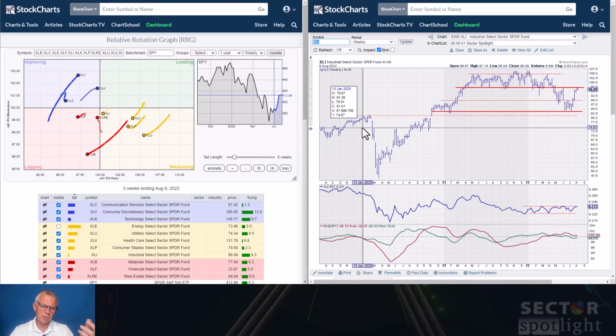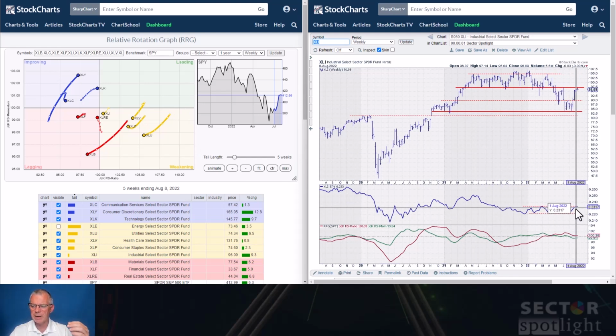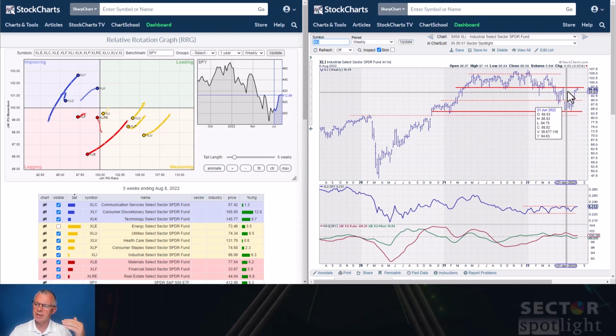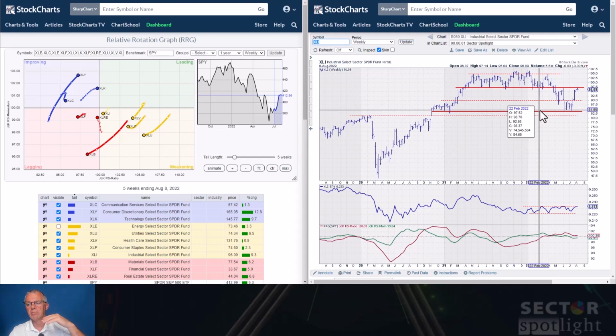And here we have industrials, very close to the benchmark. And as you can see, relative strength inside that range. We're hitting the upper boundary. Maybe we come down a little bit. And if you look at price, we are here hitting resistance coming from old support. And that's a theme that you see in a lot of charts, that the rally that we are currently seeing is hitting on resistance that is formed by old support levels.